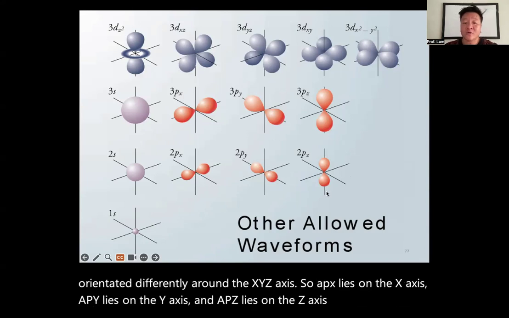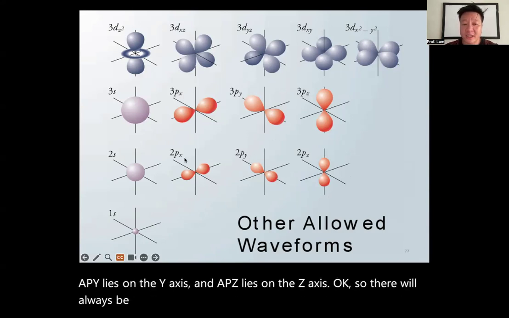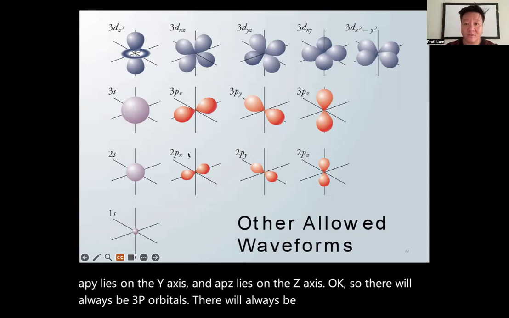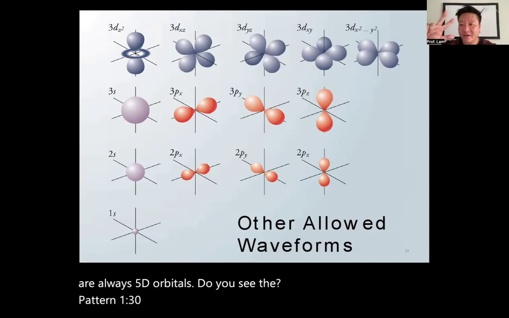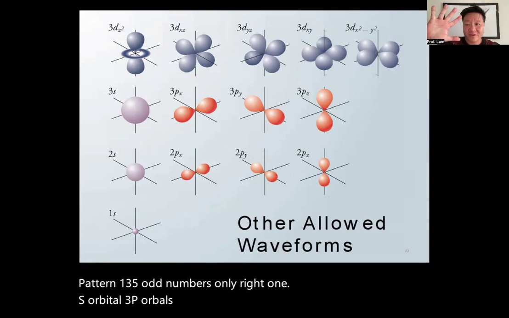Okay, so there will always be 3 p orbitals. There will always be only 1 s orbital. And there are always 5 d orbitals. Do you see the pattern? 1, 3, 5, odd numbers only, right? 1 s orbital, 3 p orbitals, and 5 d orbitals.